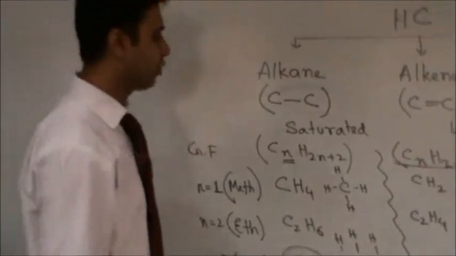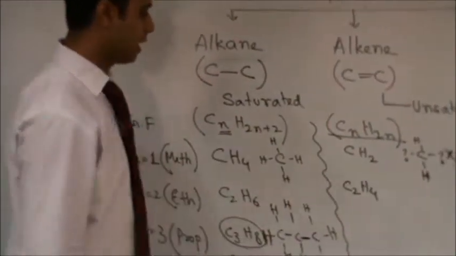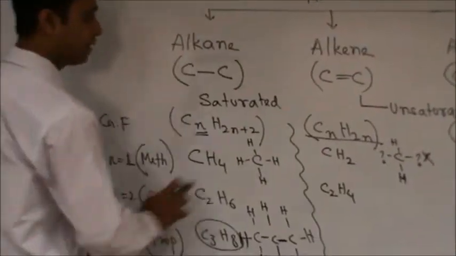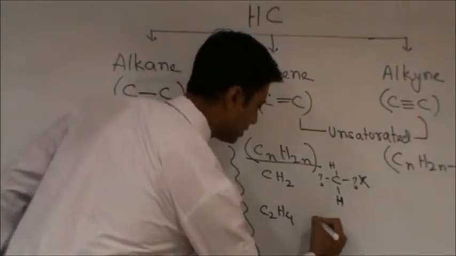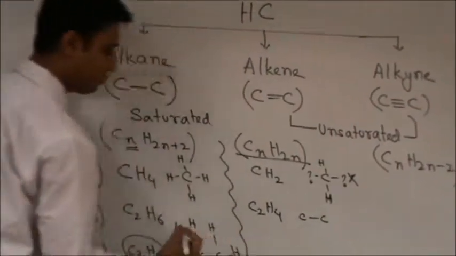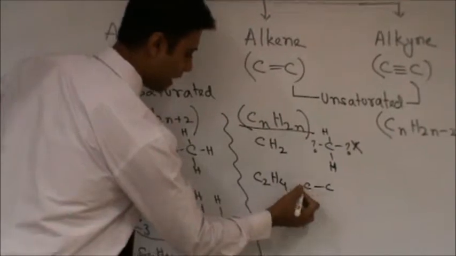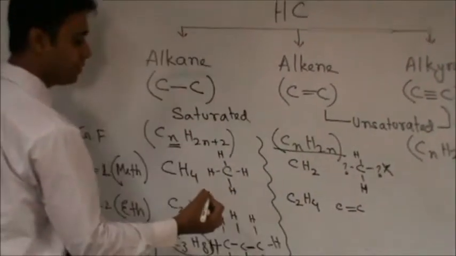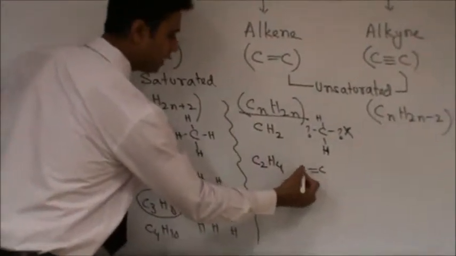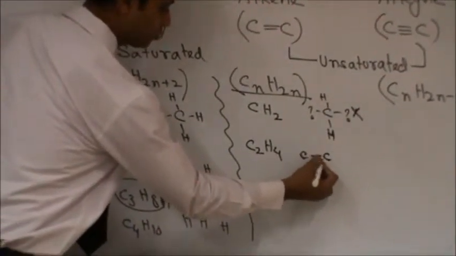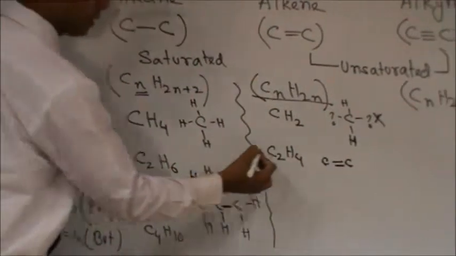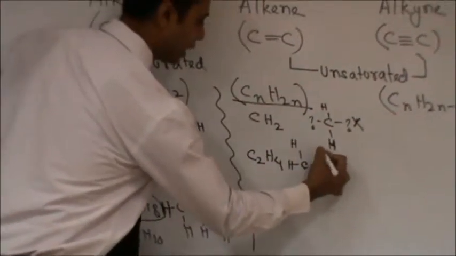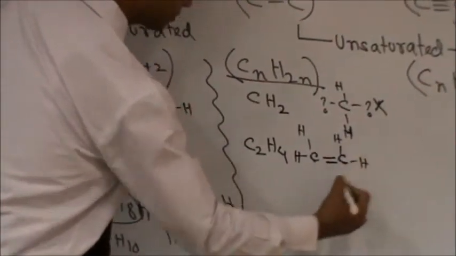C2H4 is the molecular formula of the second alkene, and the structure of ethene is 2 carbons, and since it is an alkene, there must be a double bond between the 2 carbons. So each carbon has 2 bonds already satisfied, and the remaining 2 have to be satisfied by 2 hydrogen atoms.